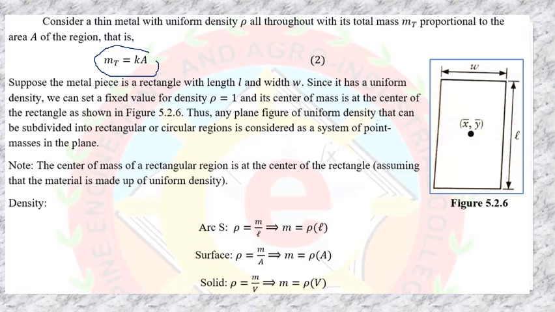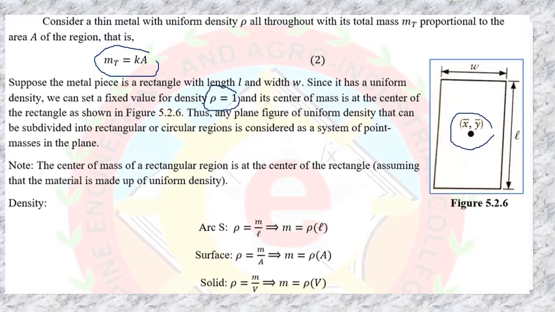And width W. Since it has a uniform density, we can set a fixed value for density. Rho is equal to 1. Okay, so uniform yung density natin dito. Assume natin na uniform yung density natin, that is equal to 1. And its center of mass is at the center of the rectangle. Okay, ito yung center of mass ng rectangle natin.